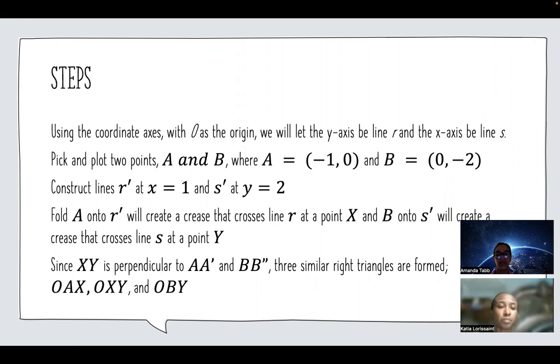Now construct line R prime at x equals 1 and S prime at y equals 2. Once you have done that, you would be folding A onto R prime, which will create creases that cross line R at point X. And it doesn't have to be X, but for now, we're just gonna call it X and Y. And B will be folded onto S prime, which will create a crease that crosses line S at a point Y. You will notice that XY is perpendicular.